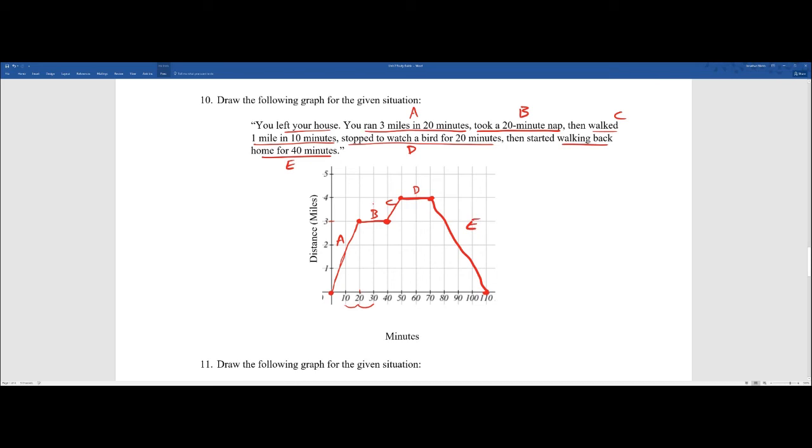Okay, so that's what I want. I want you to also label your segments. That way you understand what is what, okay? So you really have to break down the wording. You're interpreting the given relation between minutes and distance, and you're plotting it and graphing it.